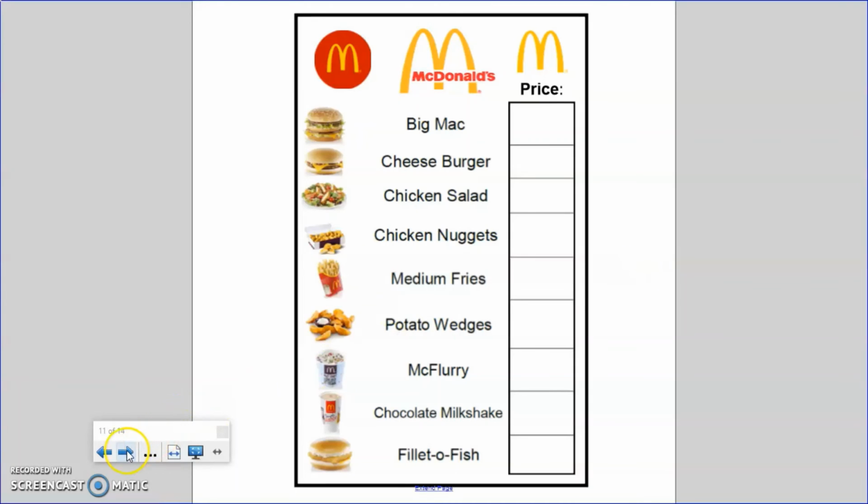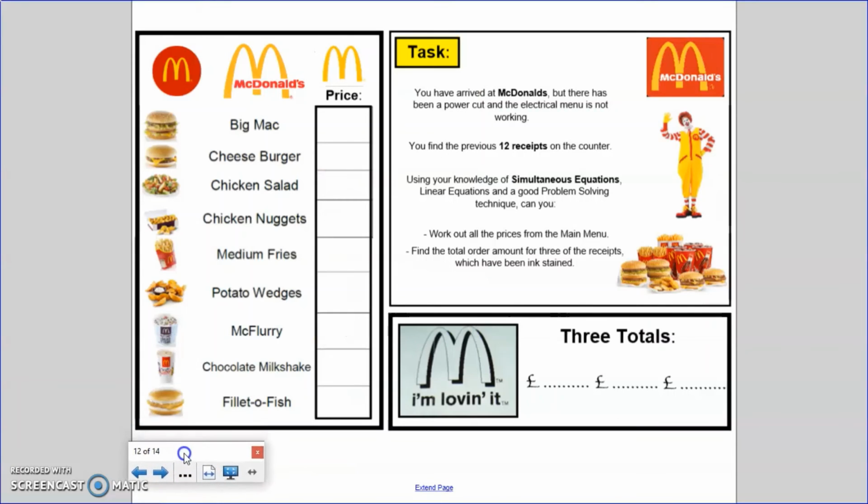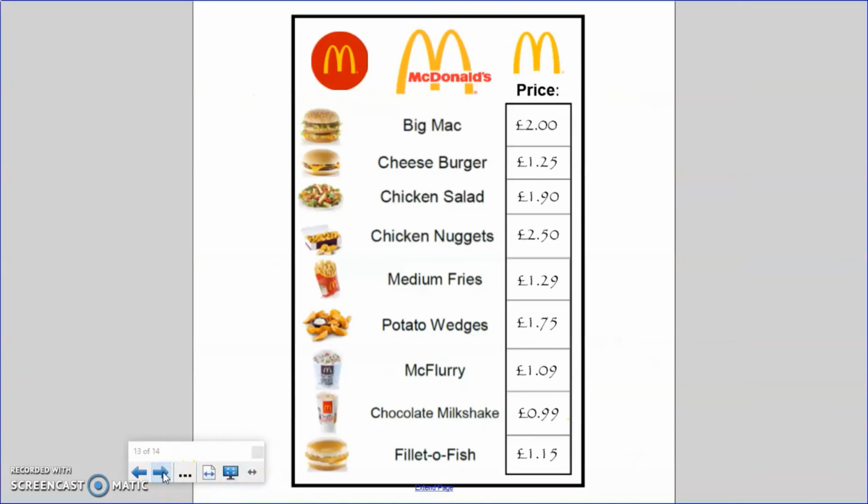Okay, welcome back. This was your full task. We are aiming to complete the McDonald's menu as well as finding the 3 differing totals from the ink-stained receipts. Your McDonald's menu should look like so. So by using various approaches, including simultaneous equations and linear equations, you should have been able to find the value of each item. So you can mark up your McDonald's menu using the answers on the screen.